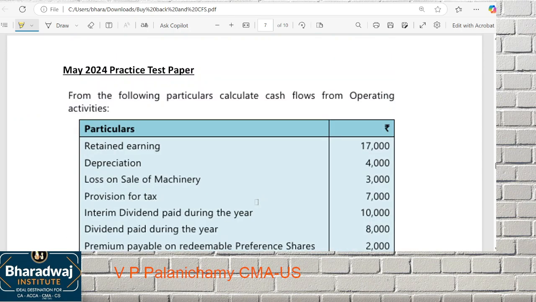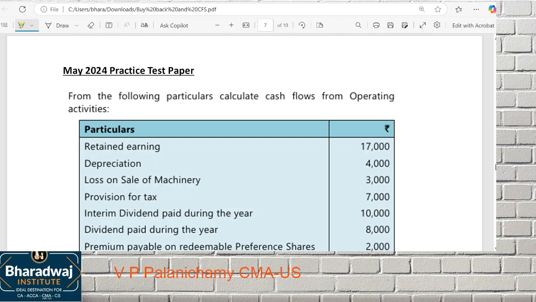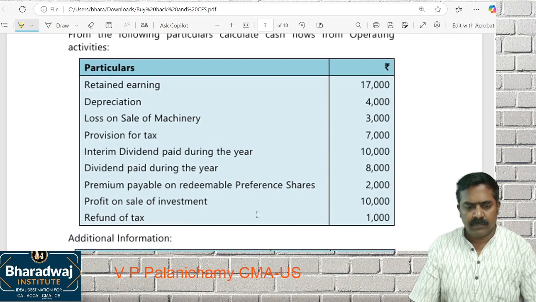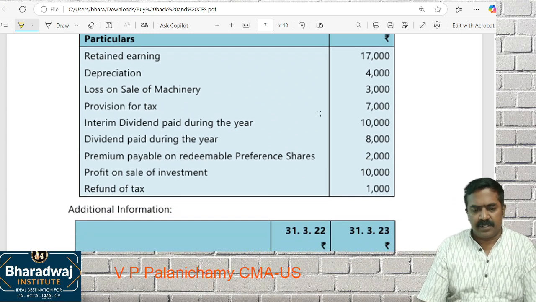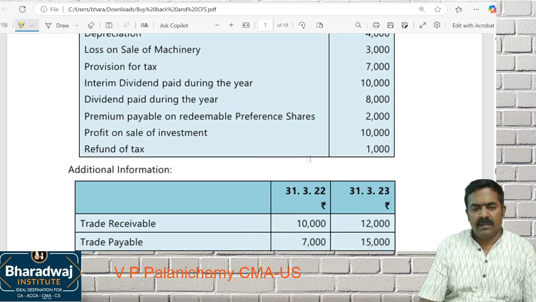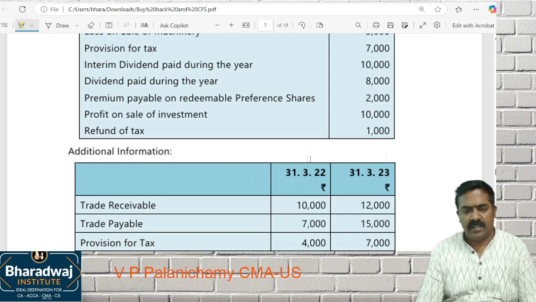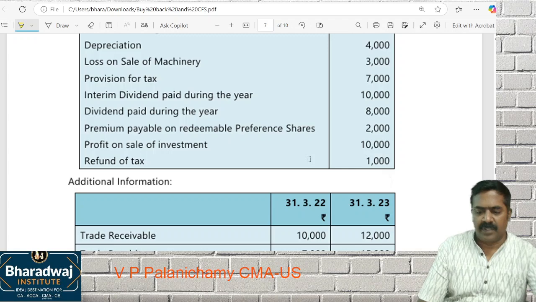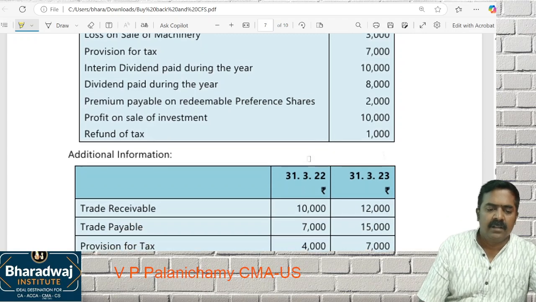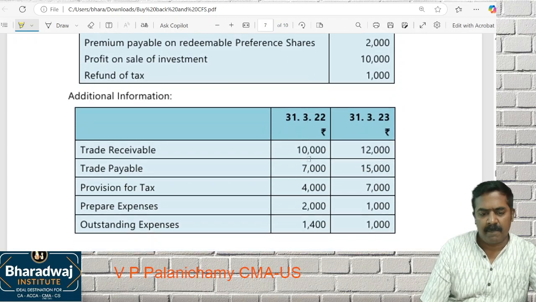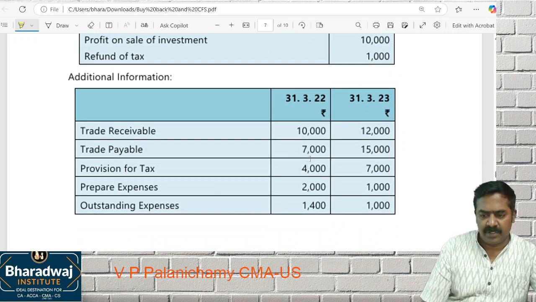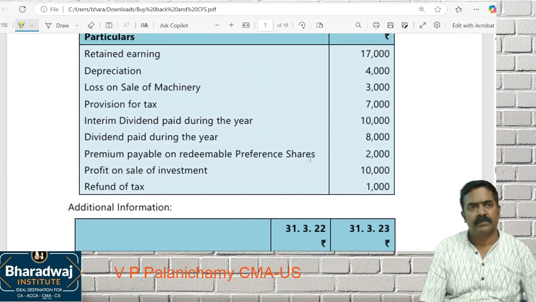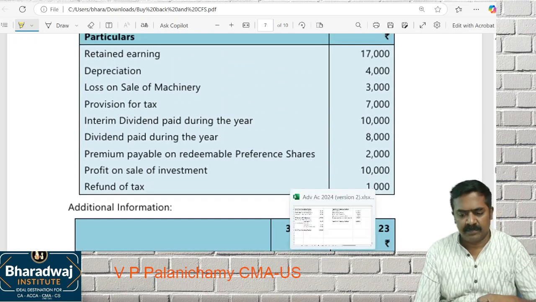Try which question next? May 2024 question, please try. Retained earnings are given, depreciation is given, loss on sale of asset, provision for tax, interim dividend paid is given, premium payable on redemption of preference share is given, profit on sale of investment, then additional information is given to us. Try it.